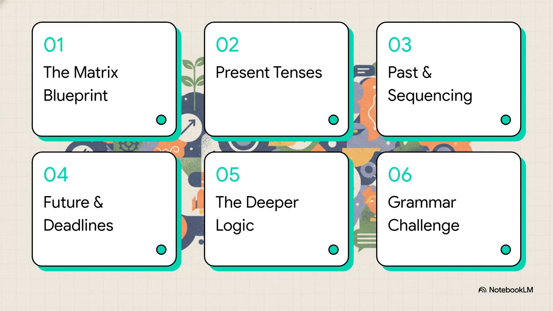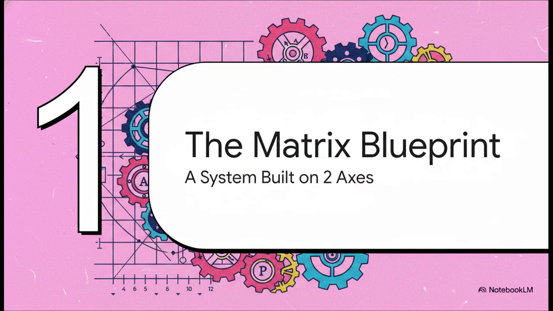Here is our roadmap for today. Number 1, the tense matrix blueprint. 2, present tenses in action. 3, past tenses and sequencing. 4, future tenses and deadlines. 5, the deeper logic. And 6, a final grammar challenge. Okay, let's dive into this.